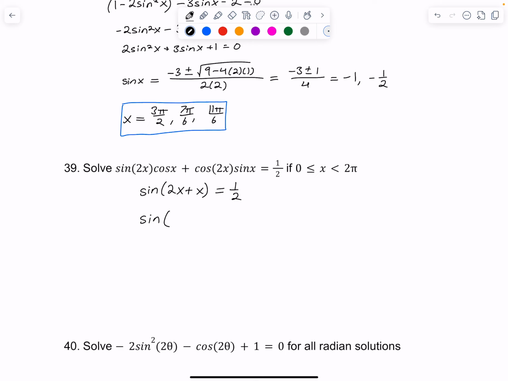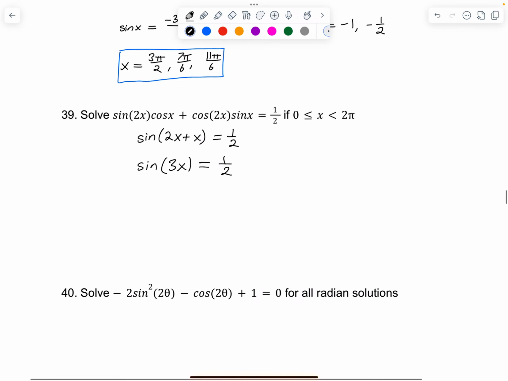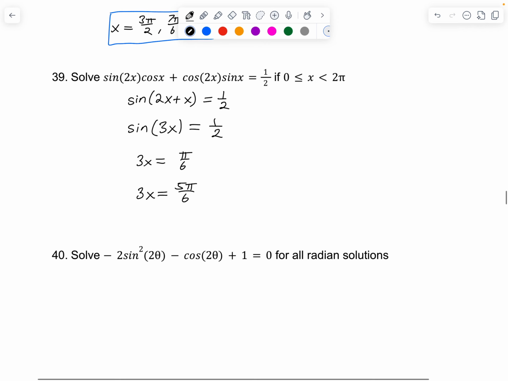So then this means that we've got sine of 3x equals a half. Well, where is sine equal to a half? That would be quadrant 1 and quadrant 2. In quadrant 1, we get pi over 6. And in quadrant 2, we get 5 pi over 6. And then all we have to do is divide by 3. So I'm going to get x equals pi over 18 or 5 pi over 18. And because it only asked for angles between 0 and 2 pi, we are finished.